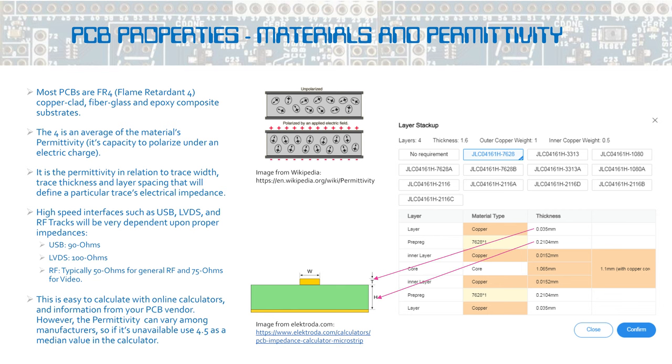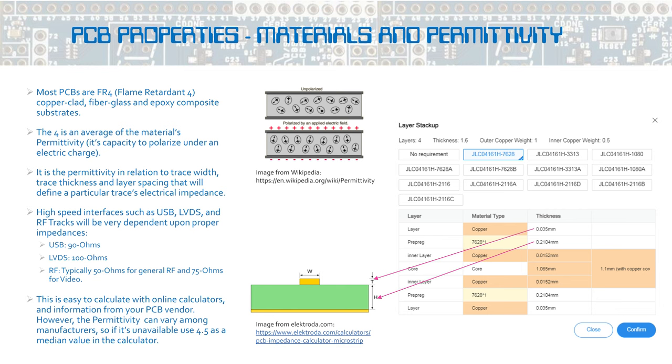High-speed interfaces such as USB, low voltage differential signaling, and RF tracks will be very dependent upon several factors here that relate to the permittivity, and that is the layer spacing, the track width, and the height of the copper itself. So think 1 ounce copper, 2 ounce copper, that has a specific height above the PCB that actually affects the permittivity as well. So don't worry about those numbers. The online calculators handle that for you.